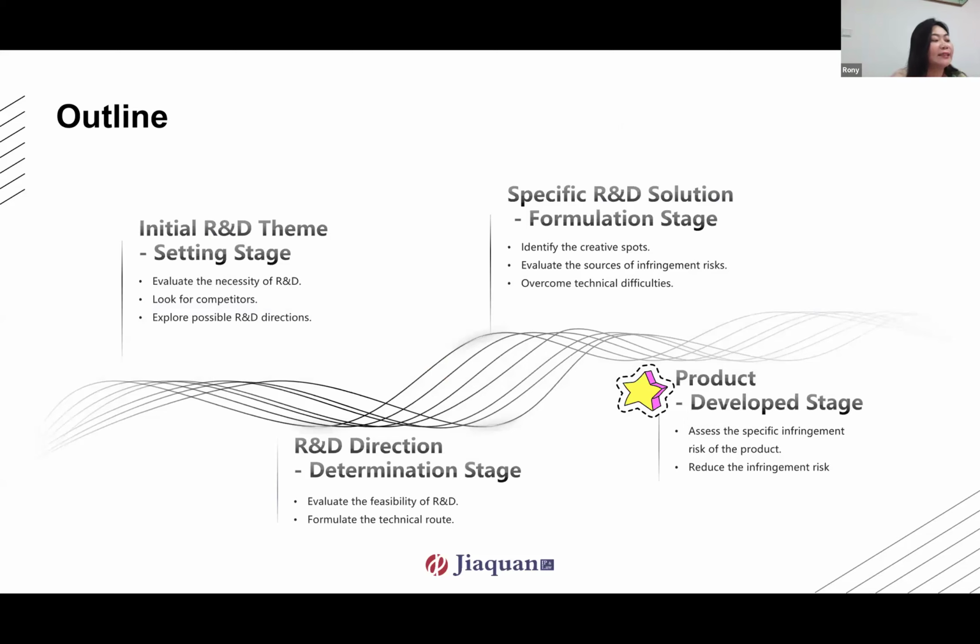After a long R&D process, we finally have a product prototype, and at this stage, companies may be more concerned about the infringement risk of this actual product and how to reduce them when the product is sold around the world.